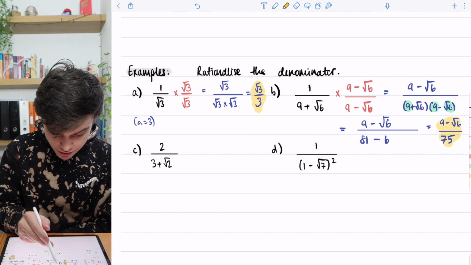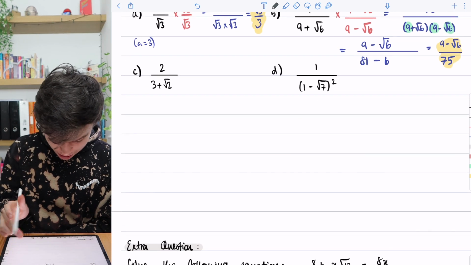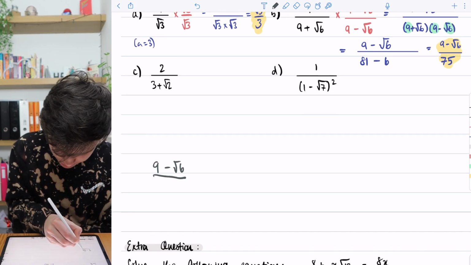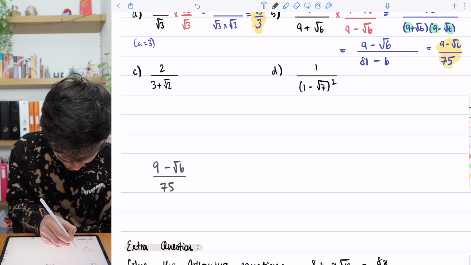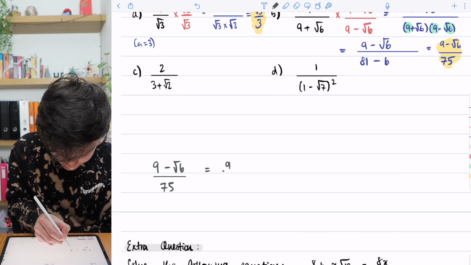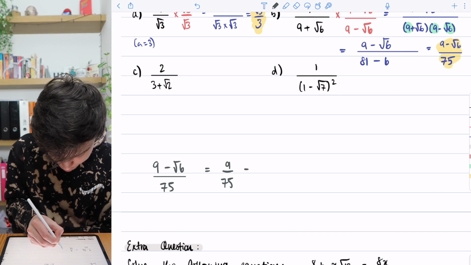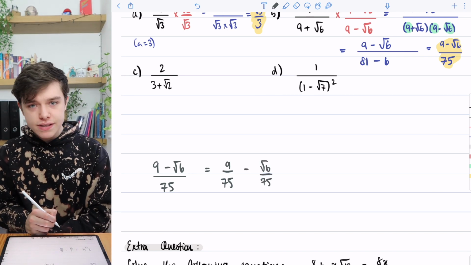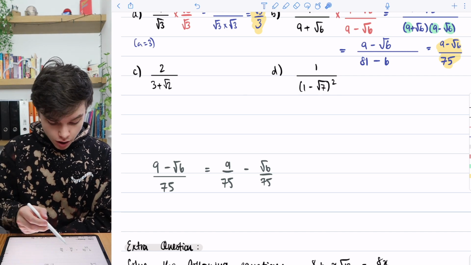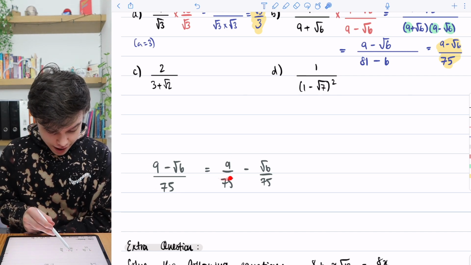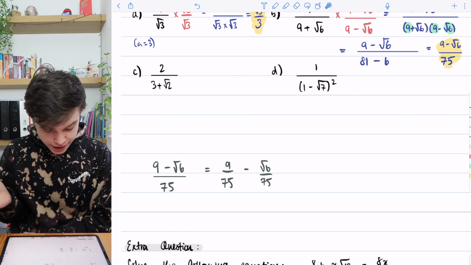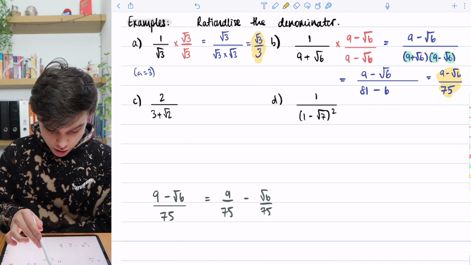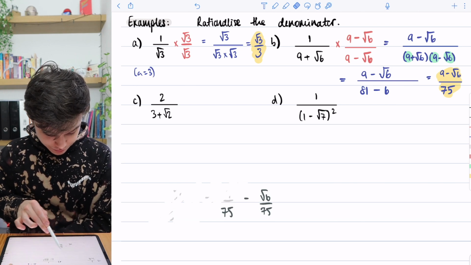We could actually write that, and I'll do it just in grey down here. 9 minus root 6 divided by 75, we could write that as 9 over 75 minus root 6 over 75. The only reason I'd do that is if I needed to, or if this 9 and 75 could simplify, but it can't, so I'm just going to leave it as 9 minus root 6 all over 75.